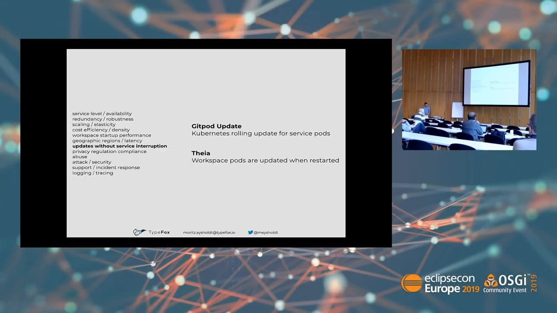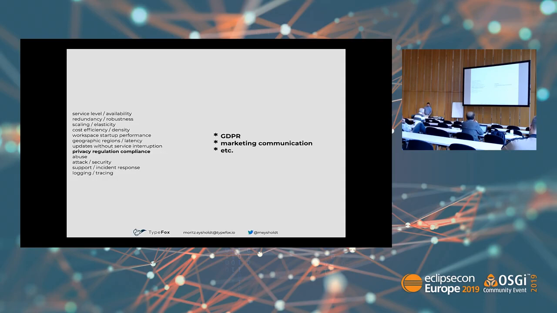Then, to roll out updates, we want to ship updates very often, but that only works when we can do it without interrupting the users, I mean without maintenance downtime. So for Gitpod, the Kubernetes rolling update works very well for us. For Theia, we upgrade when people start new workspaces. So a running workspace is never touched with an update. Privacy regulations were something to consider, especially GDPR.